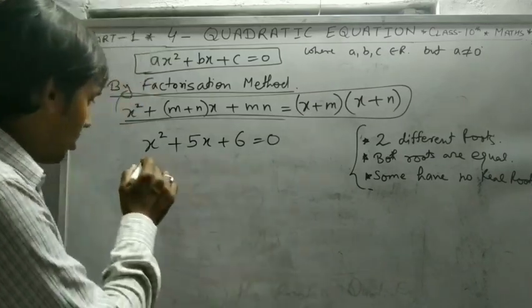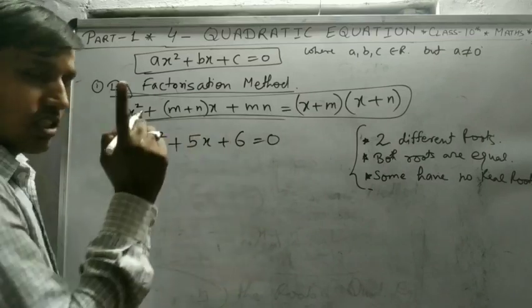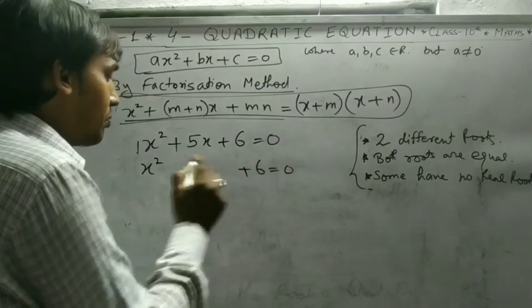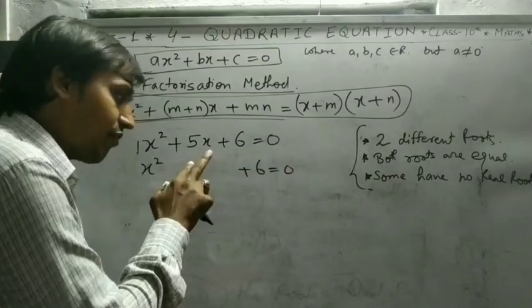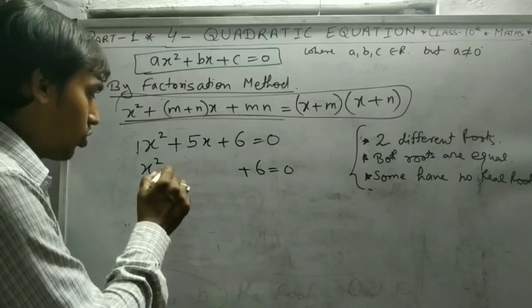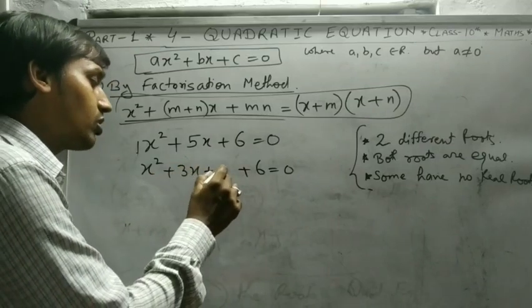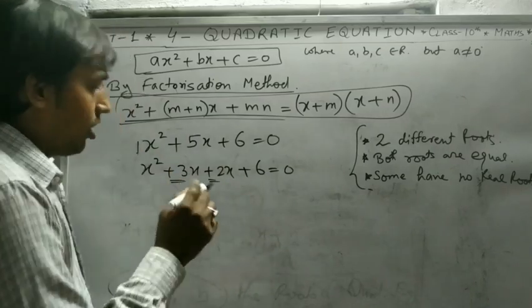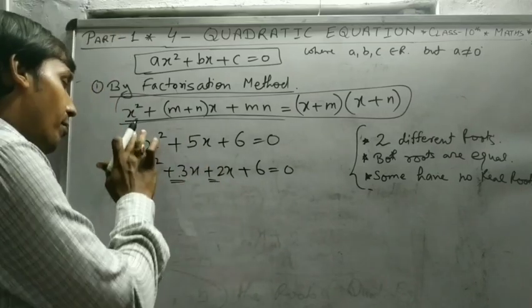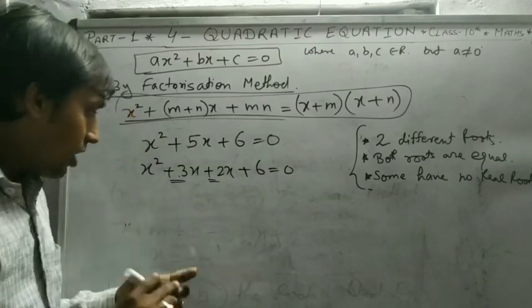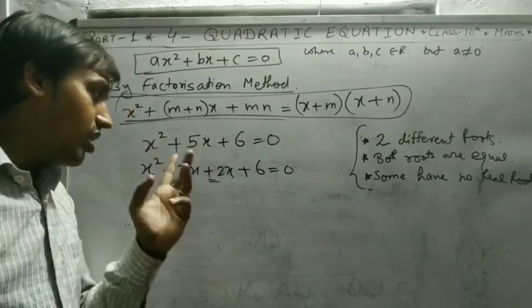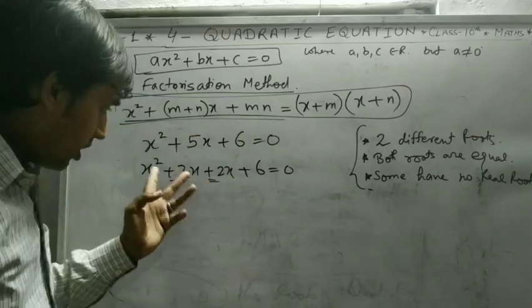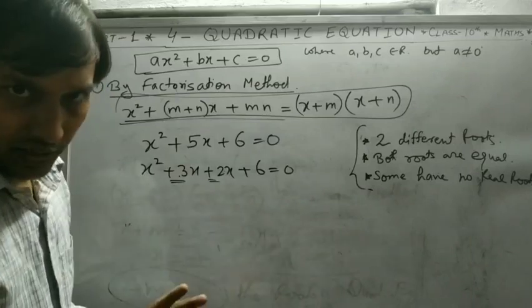So simple. Here 1 into 6 is 6. So 6 is split into two parts such that the sum is 5 but the product is 6. So 3x plus 2x. Multiplying, 3 into 2, we get plus 6, and the sum is plus 5. Both conditions are verified: the sum is equal to 5x and the product is equal to 6x square. This process you have done in the polynomial chapter.